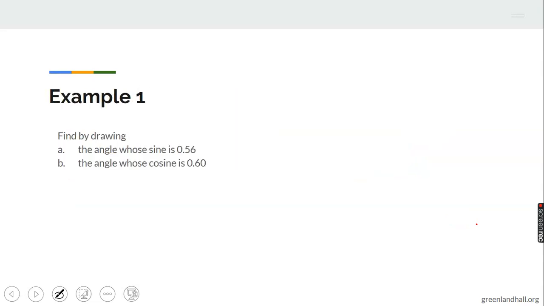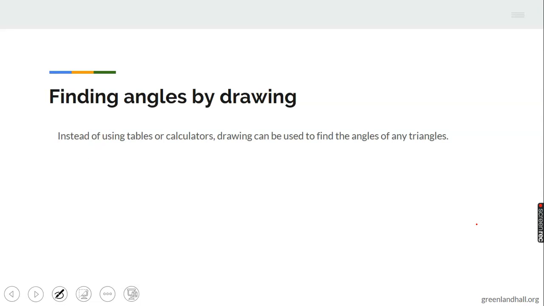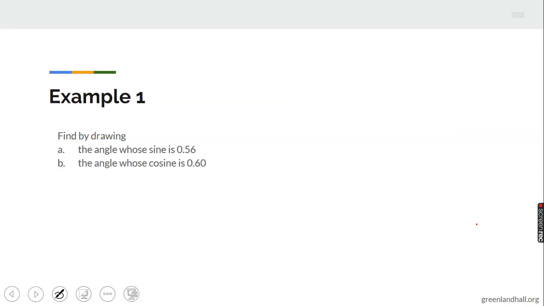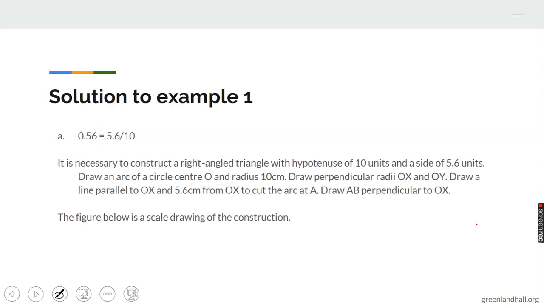Now, if you are given the value, how do you find the angle? The ones that we did is we are given the angle, we have the value using measurement. Also, we can find the angle when we are given the value of that angle, without using calculator or table. Now, what do we have here? The angle whose sine is 0.56. The angle whose cosine is 0.60. Okay? Now, how do we start?